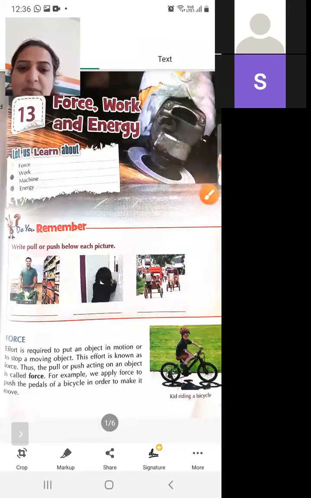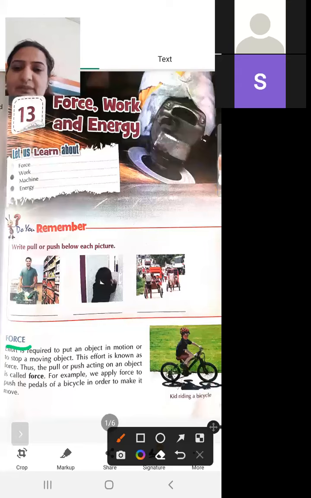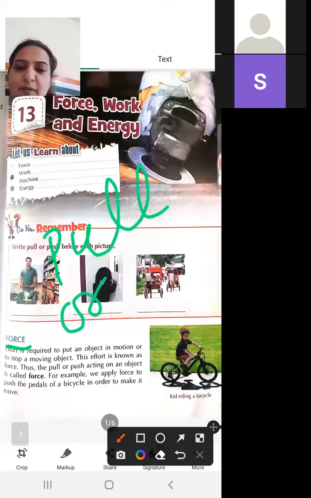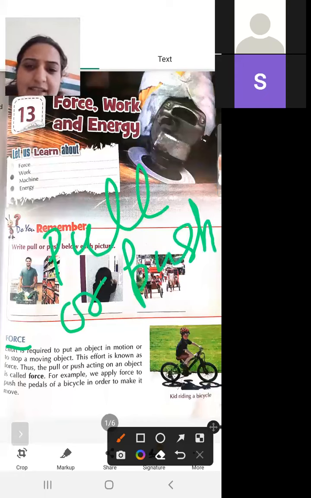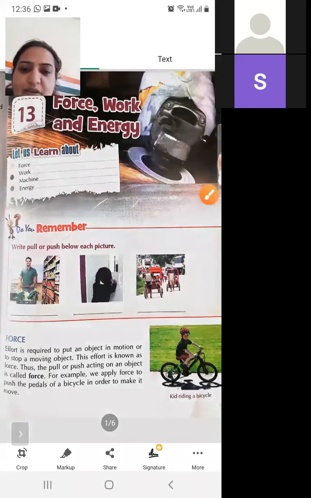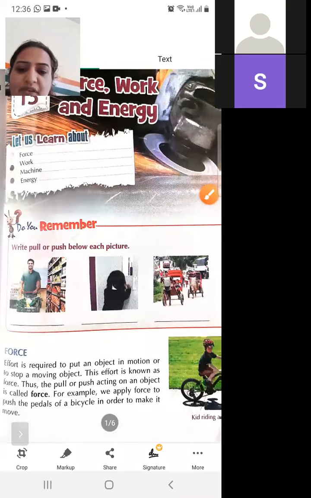And what do you mean by force? Pull and push. Pull or push is called force. किसी भी चीज को खींचना और किसी भी चीज को धक्का लगाना, इसको हम क्या बोलते हैं? फोर्स. So what do you mean by force? Pull or push is called force.